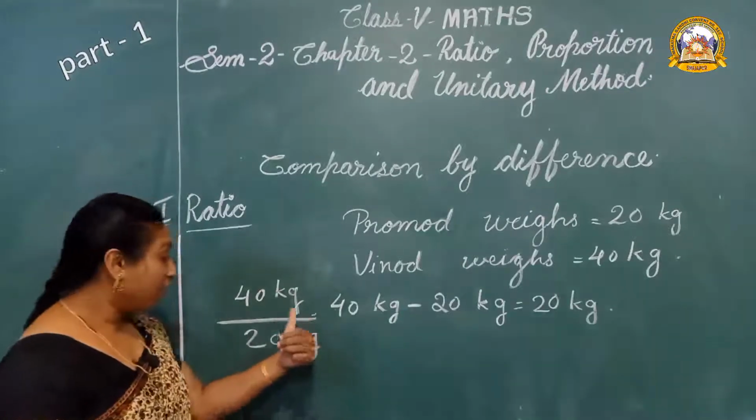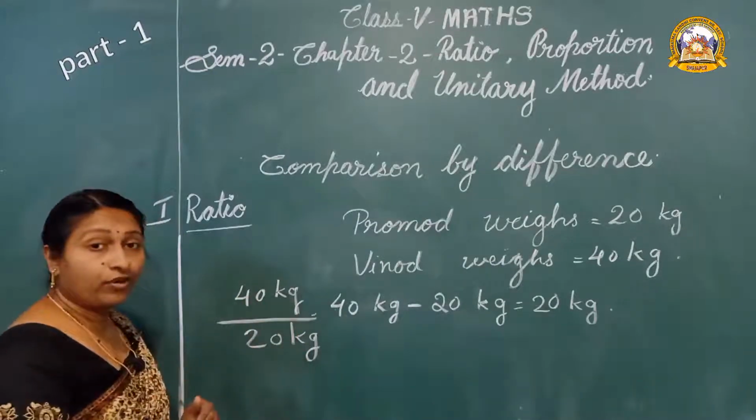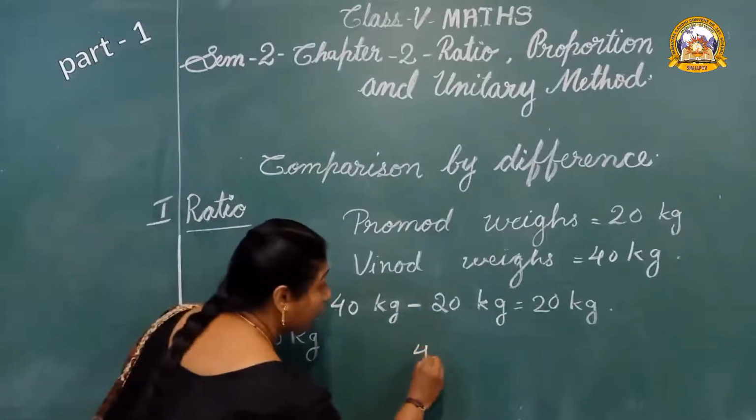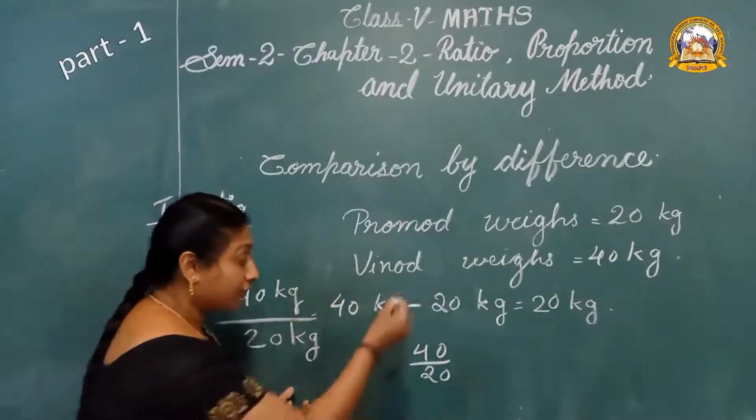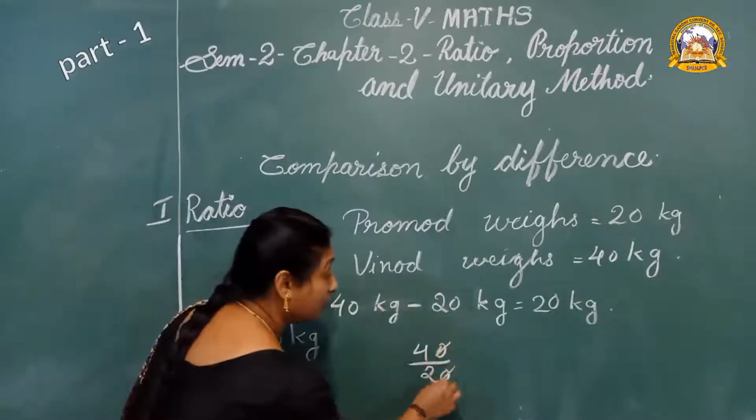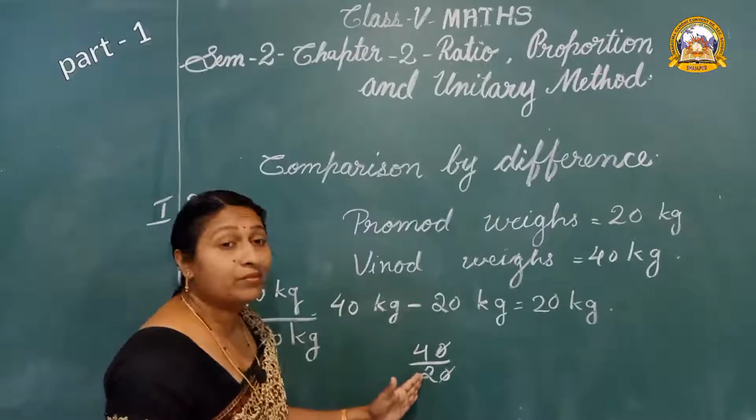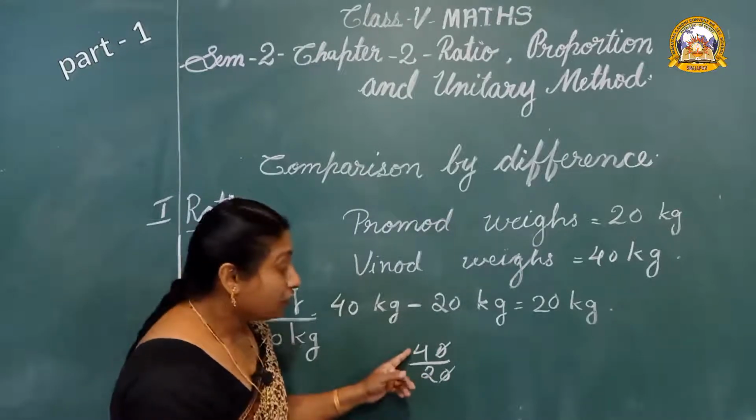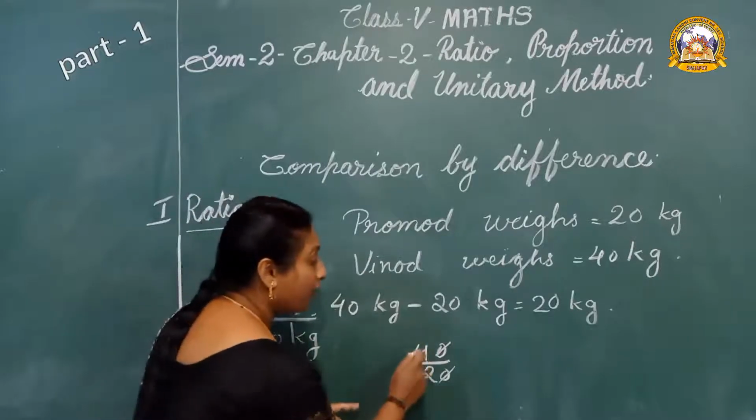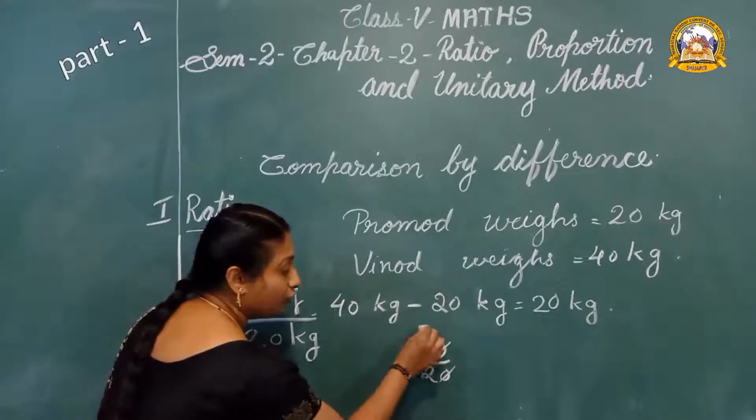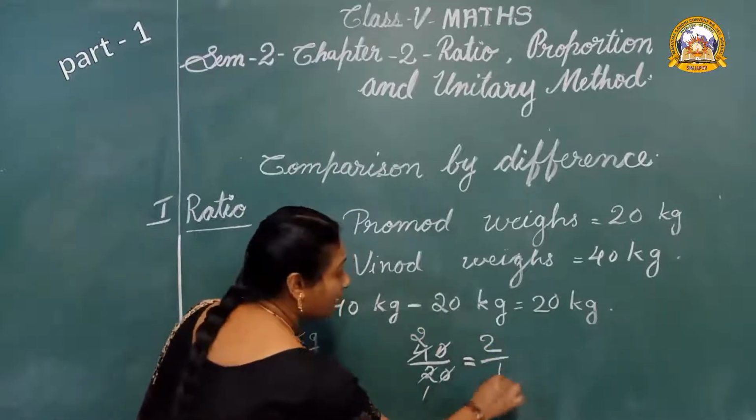Okay? Children, can you say its lowest term, 40 kilogram upon 20 kilogram? How is that? Look here, 40 upon 20. Its lowest term. First we can cut the zeros, isn't it? Now it is 4 by 2. Again we can divide these two numbers by 2, isn't it? Because 4 is a multiple of 2 and 2 is a multiple of 2. Okay, how many 2's are there in 4? 2 times, and in 2, 1 time. Its lowest term is 2 by 1.